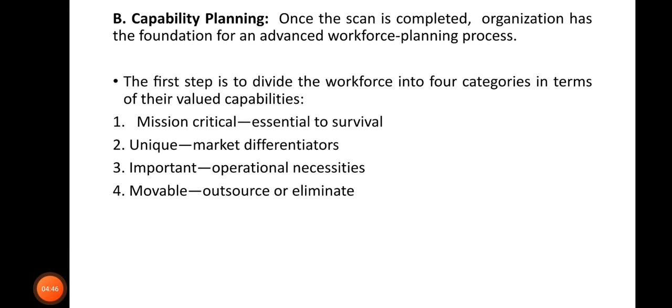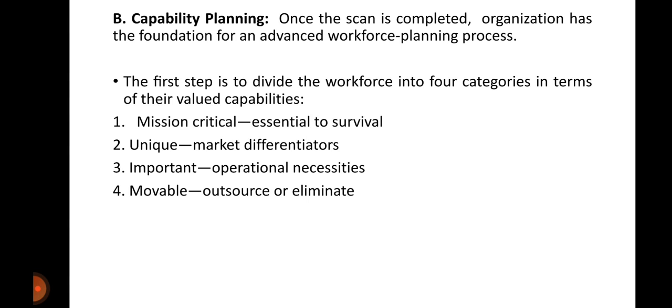So the next set or slot is important or operational necessities. This set contains those employees of the organization who are important to the organization. It's not like they cannot be replaced. They can be replaced with alternatives, but they're important to the organization in order to carry out day-to-day operations so that things run smoothly in the organization.